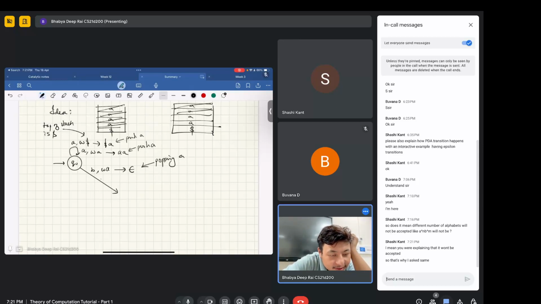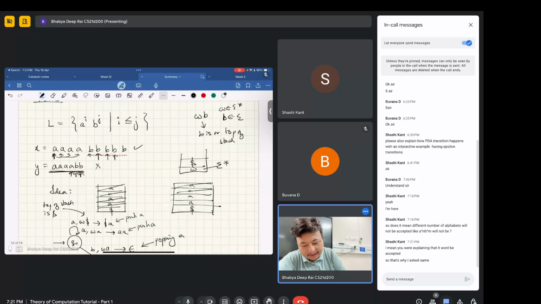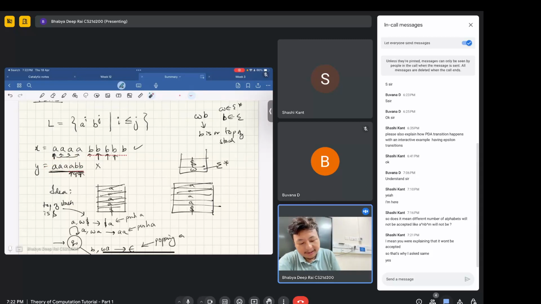So for example, this will not be accepted. You mean this I said will not be accepted? That's what you're asking, Shashi? Yes, this will not be accepted because I'll define my PDA to be accepting if my stack is empty.